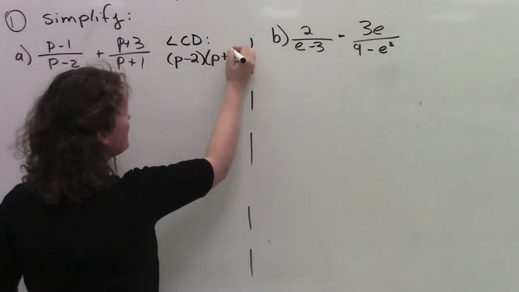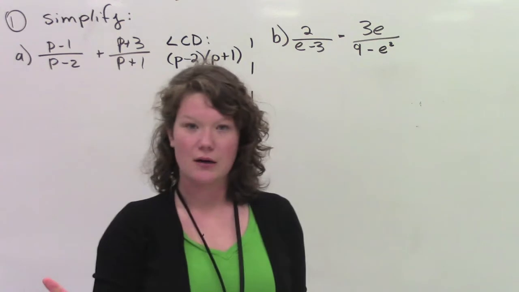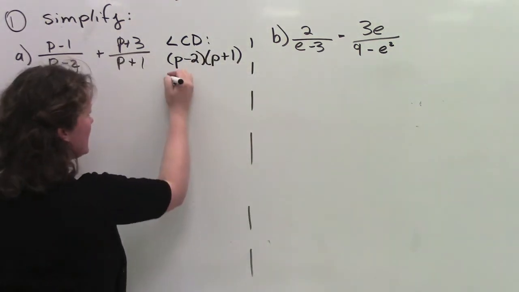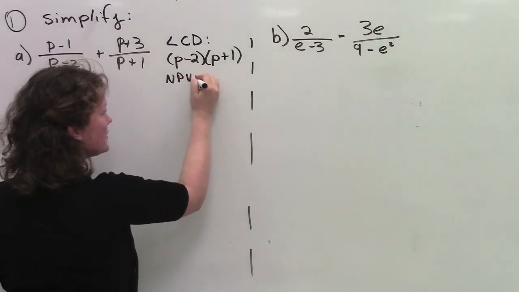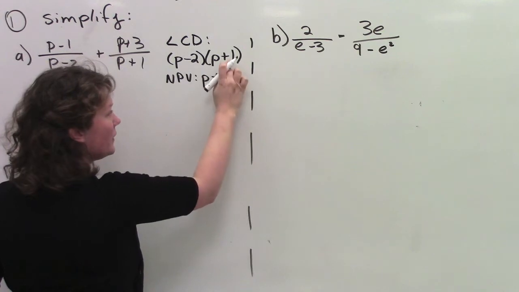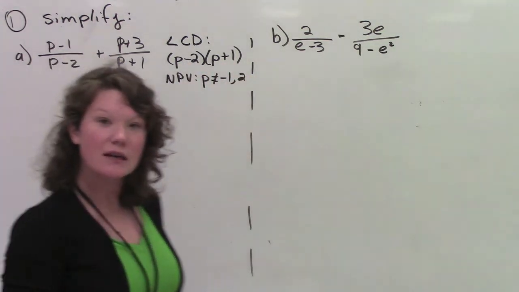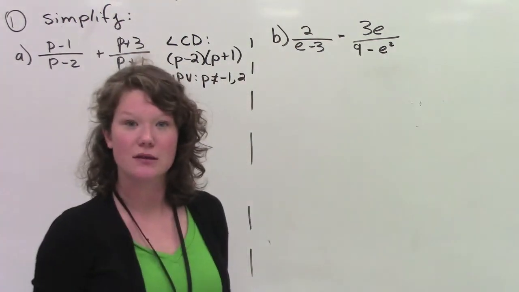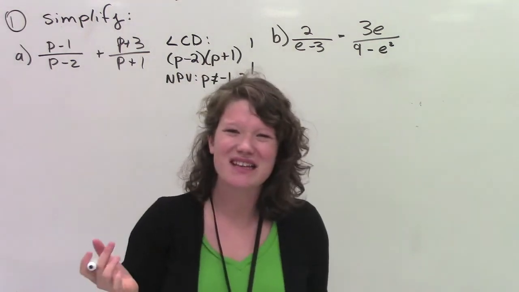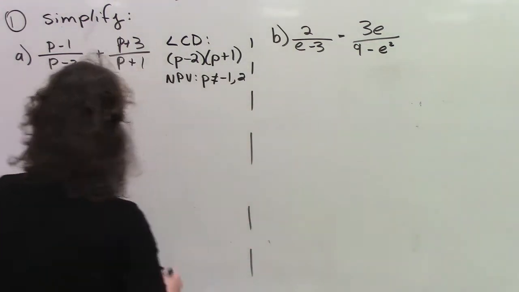and p plus 1. Whenever we discover what the lowest common denominator is, it's really easy to state the non-permissible values. P cannot equal -1 from here, or +2 from here. If you state them as soon as you write your lowest common denominator, it's really easy, because it's something that's easy to forget, right? So if you just do it here, you won't forget it later.